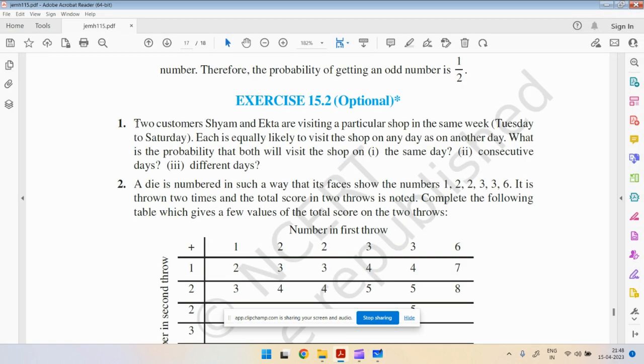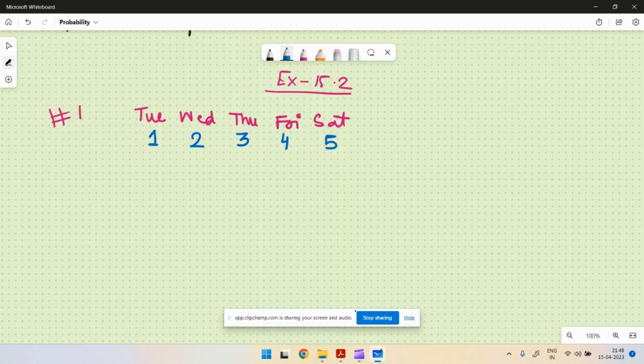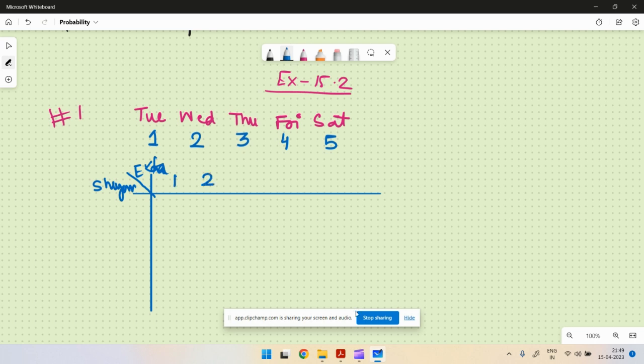Now there are two customers, Shyam and Ekta. So I will draw this table. This will be Shyam, this will be Ekta. I mean to write that this is Tuesday, Wednesday, Thursday, Friday, and Saturday. Similarly, this is Tuesday, Wednesday, Thursday, Friday, and Saturday.